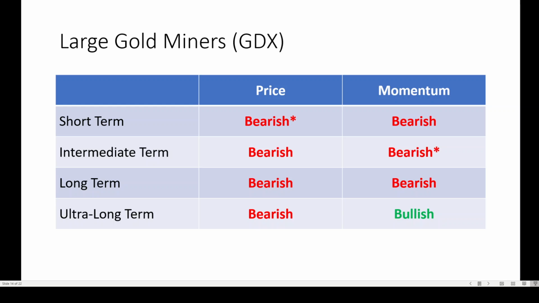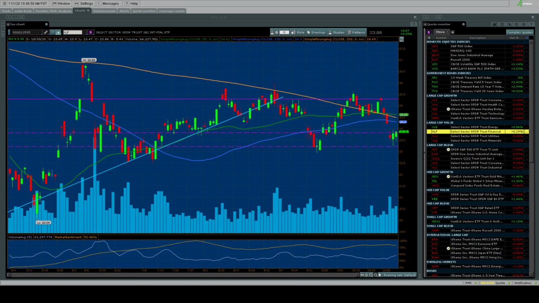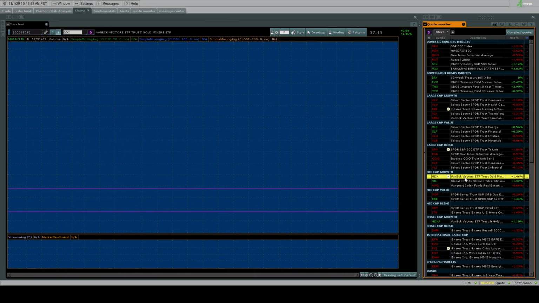And yet my belief, this is my fundamental analysis, says gold goes lower, then goes higher. And look at the data here. We see bearish across price, almost bearish across momentum, except on the long term. And let's go take a look at GDX.